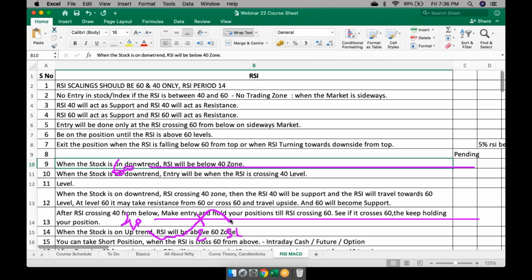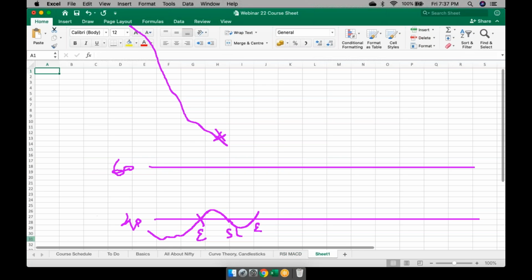The same place we can go for a short, but the stock will be in the bottom of the curve. Already there will be a big downtrend in the curve, so don't go for a short at the bottom. That is unnecessary risk. I'll tell you, it's a big risk. So avoid going for a short in this place. Again, when it reverses, you can make an entry.